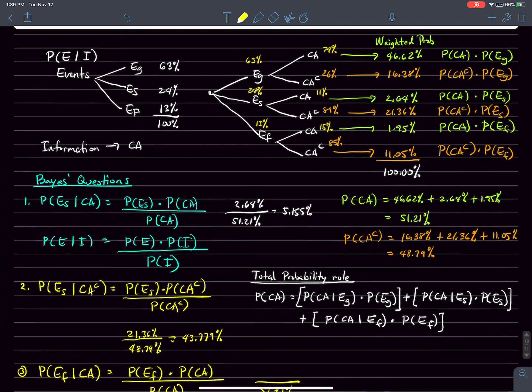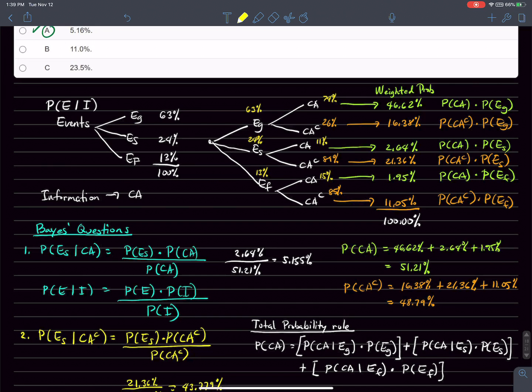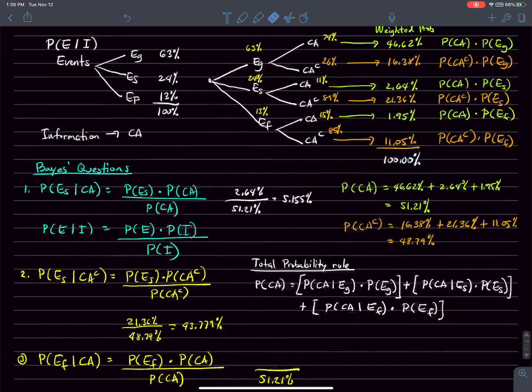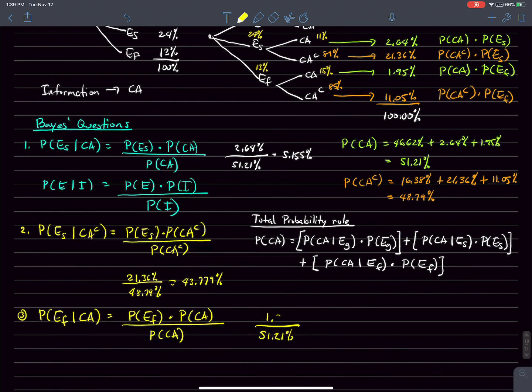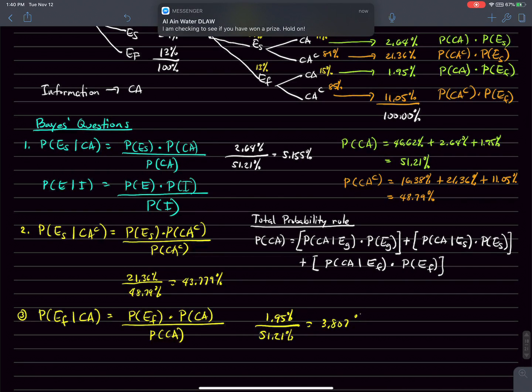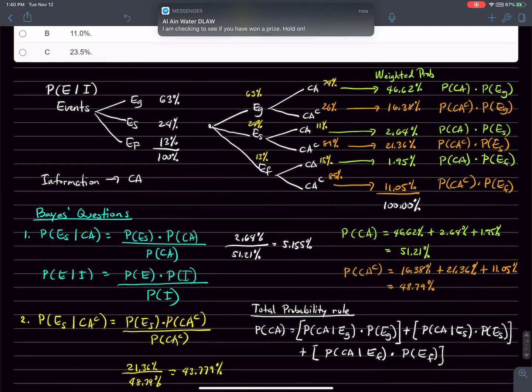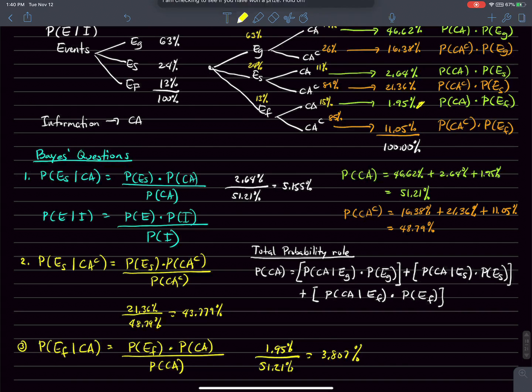Probability of EF and CA, which is this. 13% times 15% is 1.95%. So 1.95 divided by 51.21, 3.807 percent.